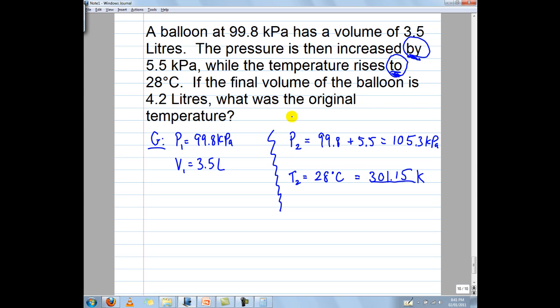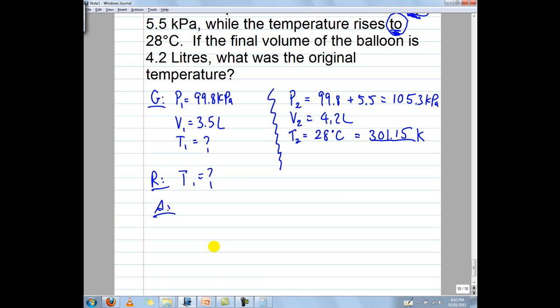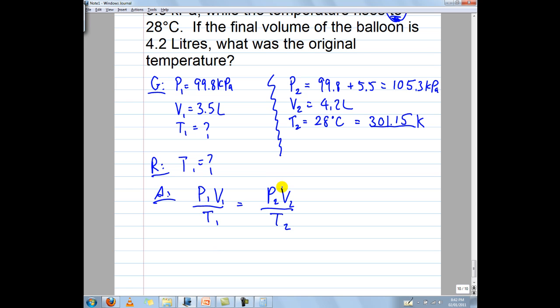The final volume, so that means it's going to be V2, the final volume of the balloon is 4.2 liters, so I write down 4.2 liters. What was the original temperature? So I need to write down T1 is equal to question mark. So what am I trying to find? I'm trying to find temperature 1. What's my approach? Well, I'm going to use the combined gas law.